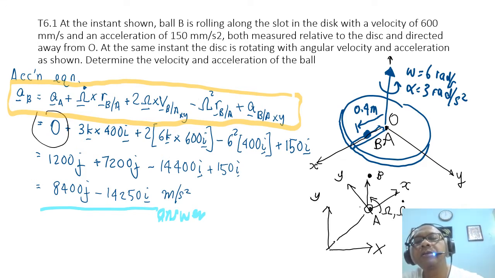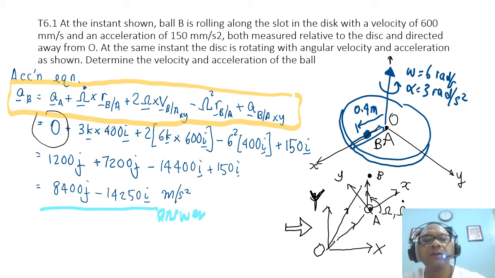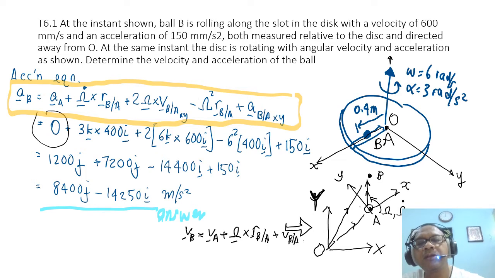Okay, and this particle is moving, so the equation is, this is O. When we write down VB for this coordinate system, VB is measured as VA plus omega cross position vector B relative to A, plus velocity B relative to A measured in the xy axis. These are the big formulas.